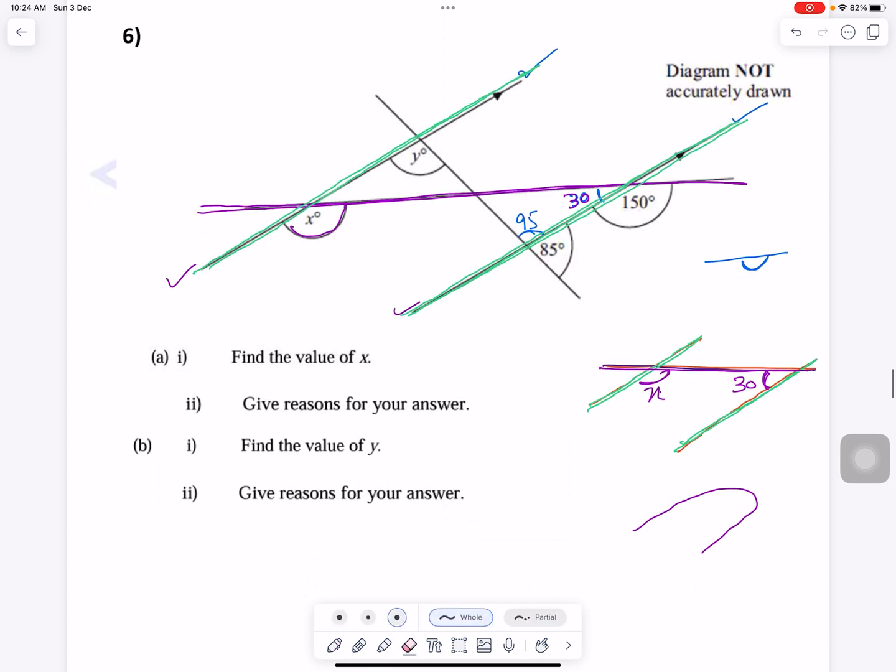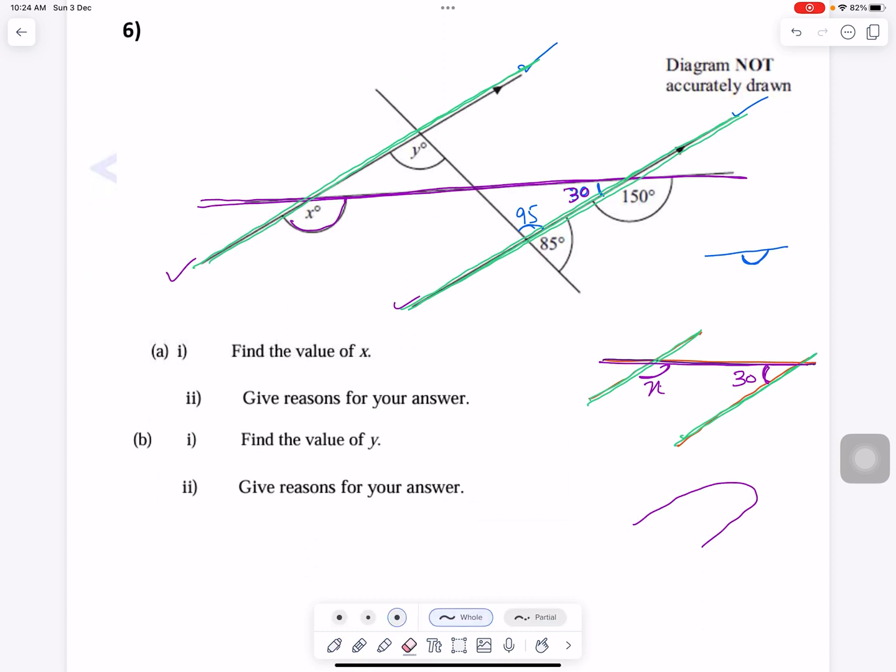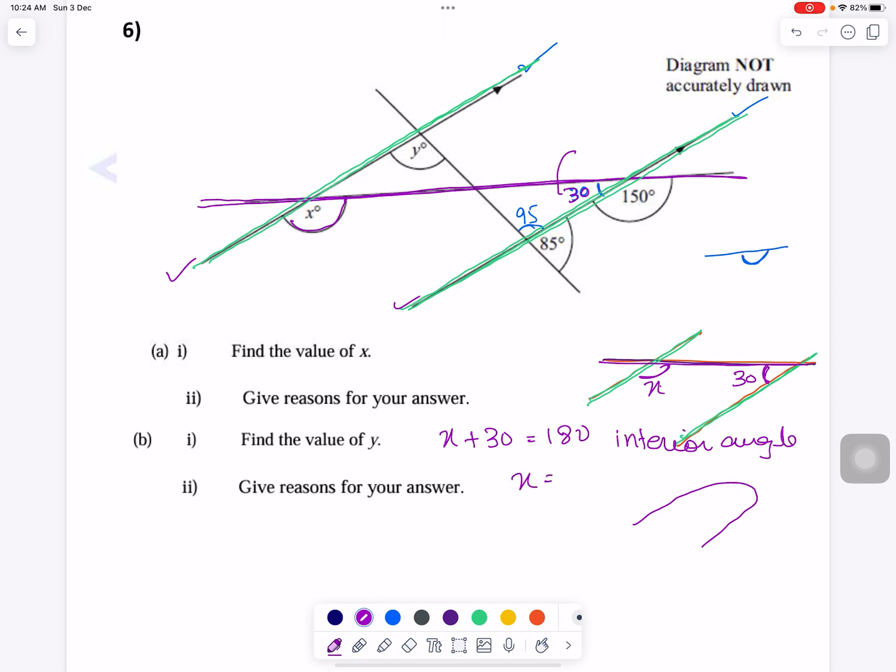So I can calculate X here clearly, and I can say, after writing this, first of all I will mention this, and then I can say X plus 30 equals to 180, and I will say interior angles, and I can calculate the value of X, 150 degree.